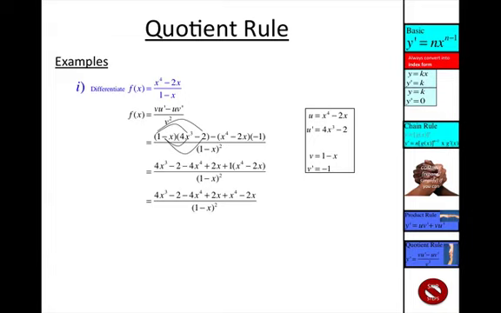We group our like terms. So our minus 4x to the 4 and our plus x to the 4, they'll simplify. Our 2x, our minus 2x, they'll simplify. And what we're left with is minus 3x to the 4 plus 4x cubed minus 2, all over 1 minus x all squared. And because that won't simplify any further, that is our final answer. And that is our quotient rule done.